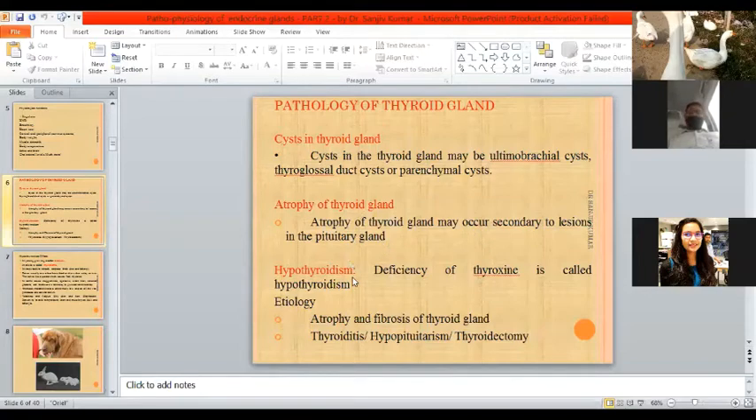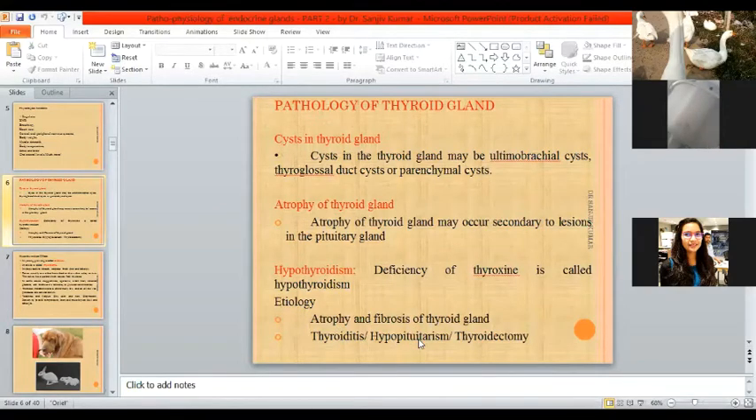But the major topic of discussion is hypersecretion and hyposecretion. When there is hyposecretion of thyroxine, it is called hypothyroidism. That is, deficiency of thyroxine is called hypothyroidism. How does it occur? It occurs due to atrophy or fibrosis of the thyroid gland. It may occur due to some inflammatory changes.